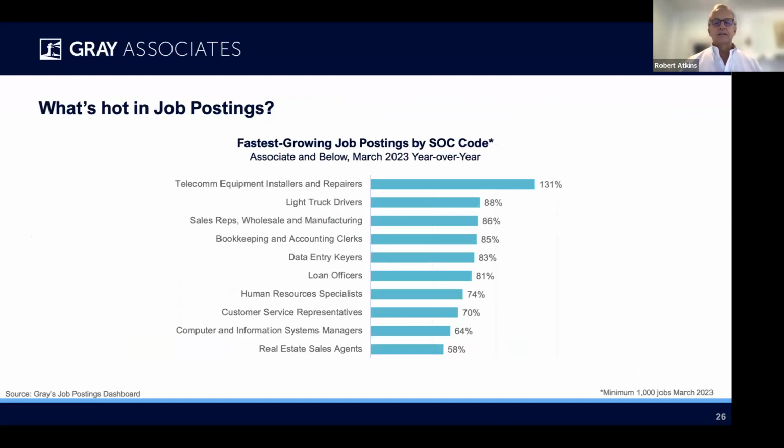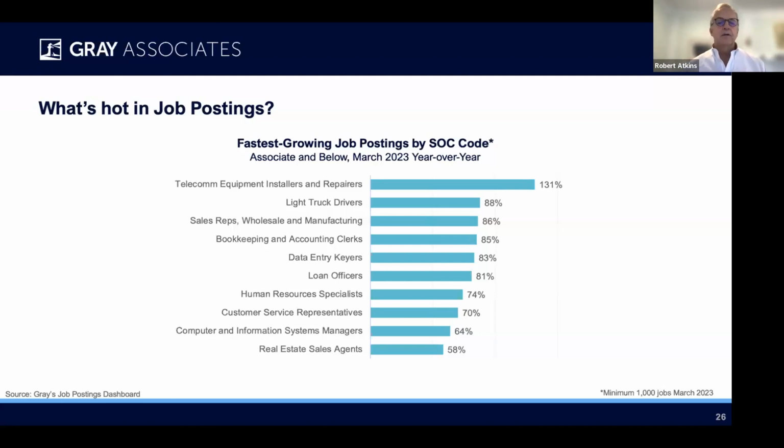What's growing fastest? This is one I've never seen on top of the list before that I recall. Telecom equipment installers and repairers, number one, with 131% year-over-year growth in job postings. This may be partly governmental spending. We're trying to build out the internet so that underserved communities get it. And that may be part of why we're seeing this growth in demand for equipment installers.